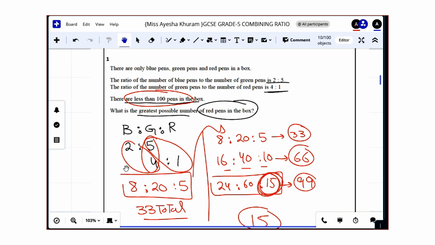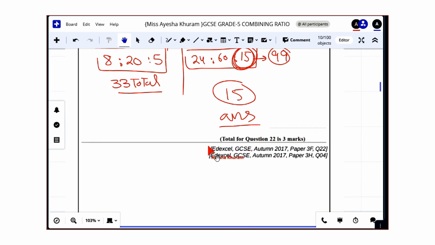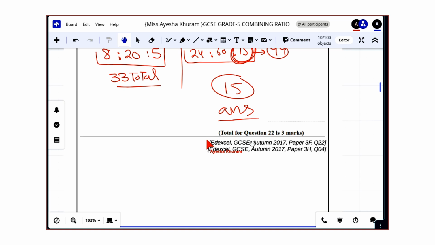Okay, hope you understand. If any point does not make sense, you should tell me. That's it. So it means my answer is 15. Okay, let's do more questions. I mentioned the example here as well for you. So probably you can see which question is a past paper question we did.